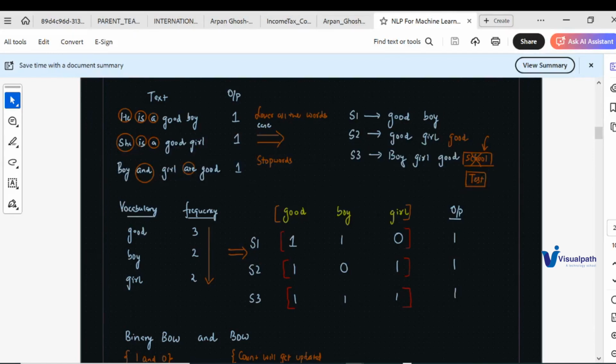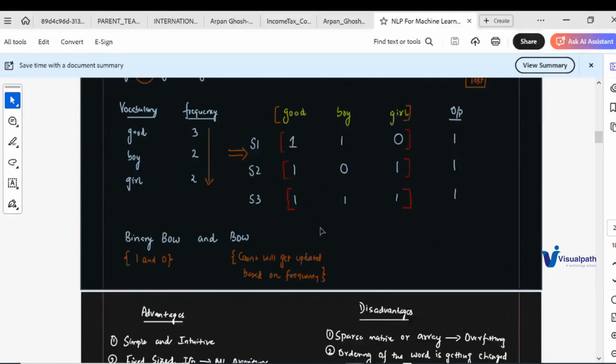In Python there is an NLP class called CountVectorizer. That CountVectorizer will do the job for us. This is how it will be represented.